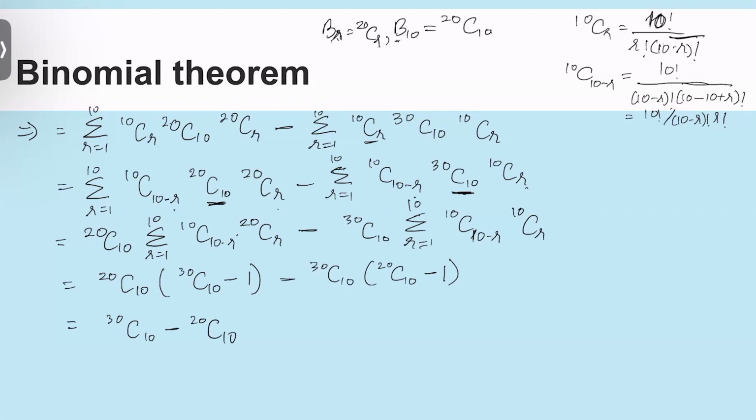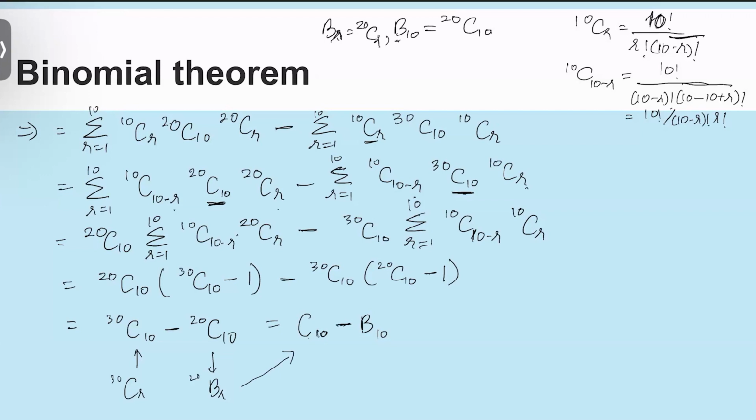Okay, and this, as you can see, would be your C10 minus B10. Why? Because this is your CR with 30, and this is your BR with 20. Therefore your R is 10 over here, so this is going to be equal to C10 minus B10. Okay, so this is your final evaluated answer.